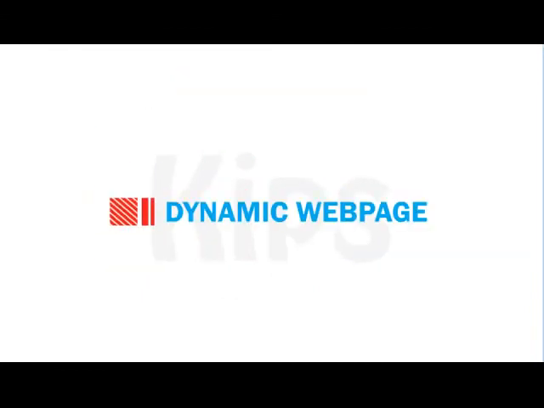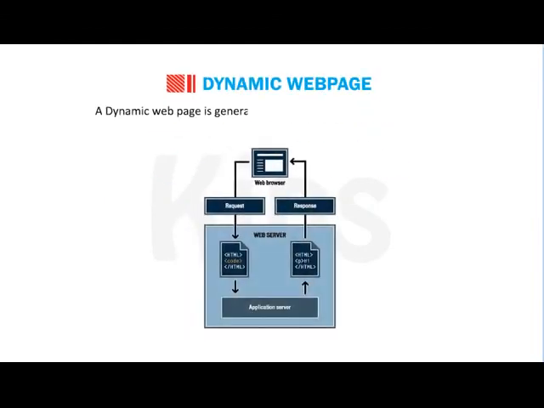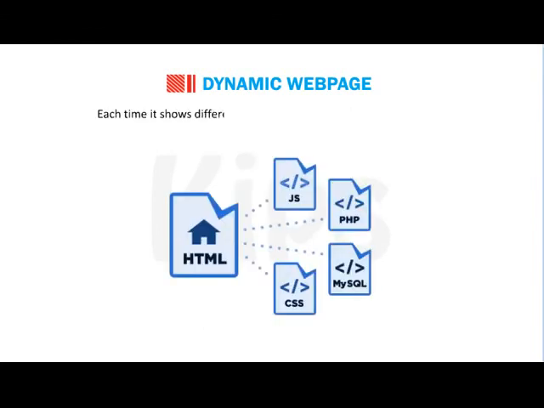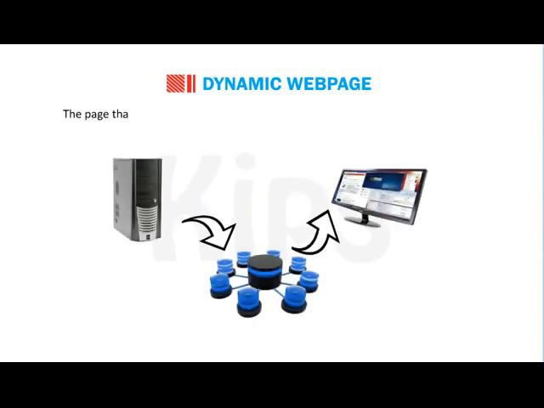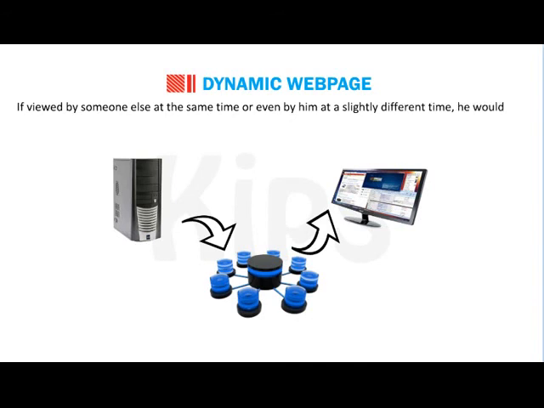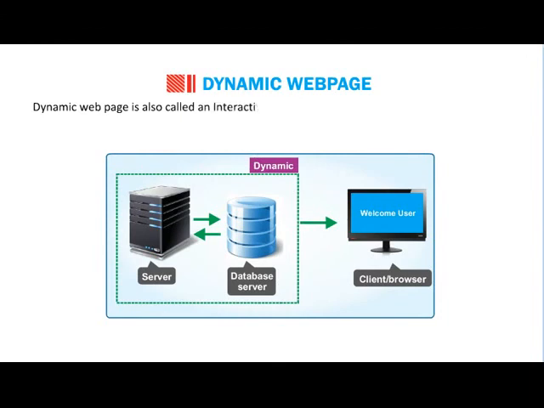Now let us talk about dynamic web page. A dynamic web page is generated when a user requests for the page. Each time it shows different content based on the user's interaction. The page that a user views at a time exists only for him and for that very moment. If viewed by someone else at the same time or even by him at a slightly different time, he would get something different.